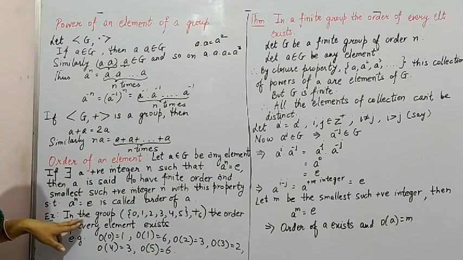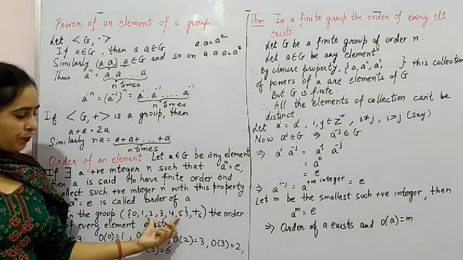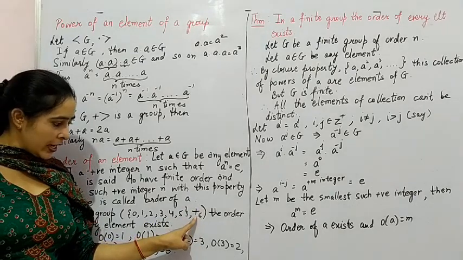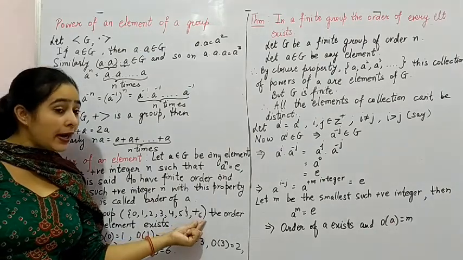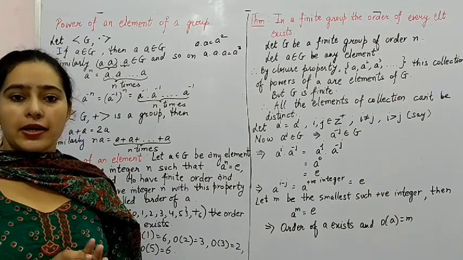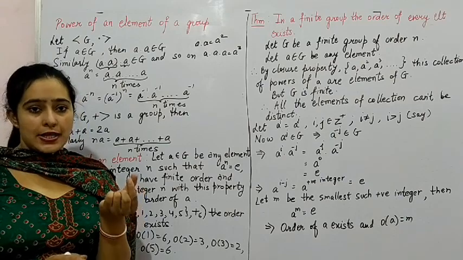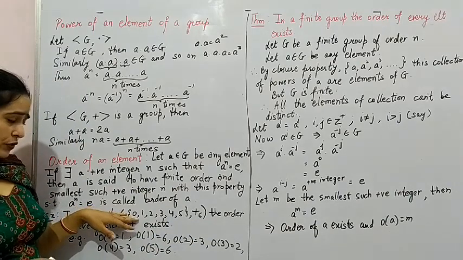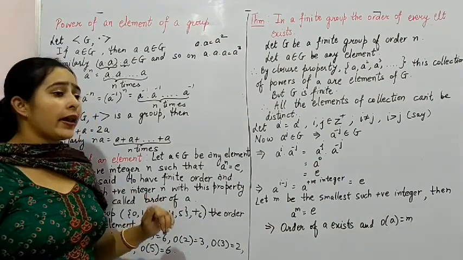Now an example. Here we have taken the group Z6. The operation is addition modulo 6. It's not simple addition. What do we mean by addition modulo 6? After adding, you divide the result by 6 and your answer will be the remainder. We will check what is the order of 0, what is the order of 1, what is the order of 2, and whether the order of all elements exists or not.